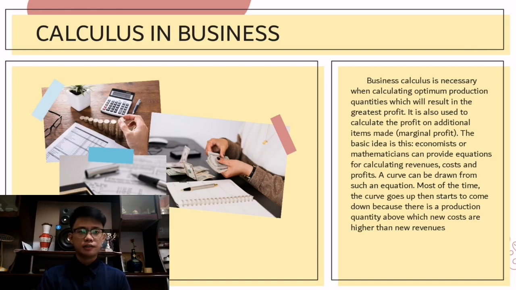The basic idea is this: economists or mathematicians can provide equations for calculating revenues, costs, and profits. A curve can be drawn from such an equation. Most of the time, the curve goes up then starts to come down because there is a production quantity above which new costs are higher than new revenues.